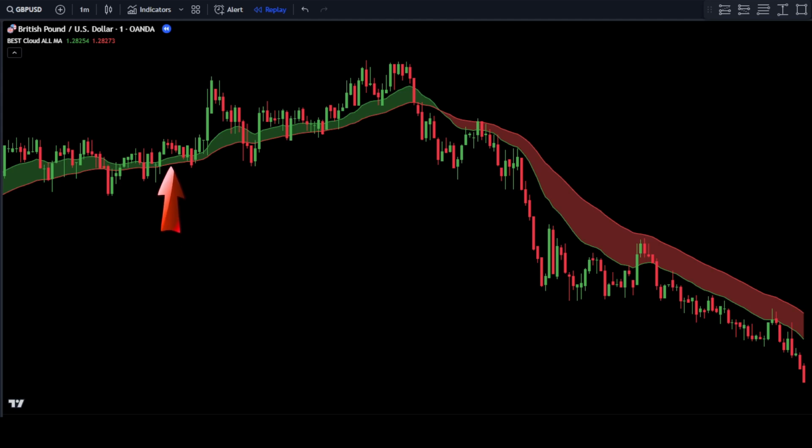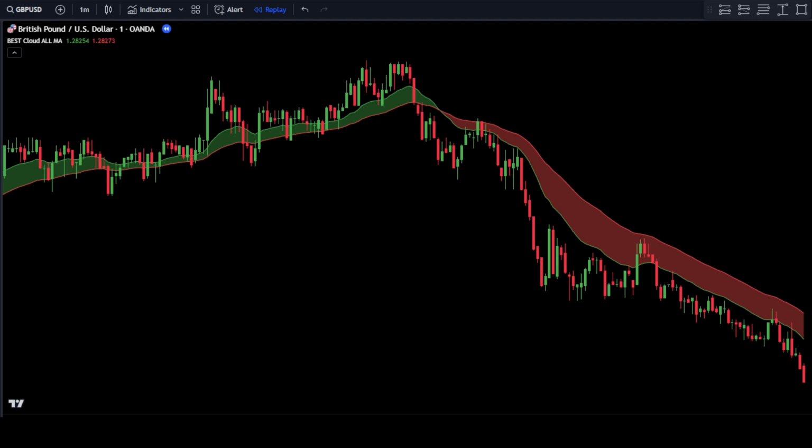As you can see, this Best Cloud All MA indicator will be used as a trend guide in the market. When the MA cloud is green, it indicates a bullish trend. In this situation, your main focus will be to find the best points to place buy orders. On the other hand, when the MA cloud is red, it indicates a bearish trend. In this situation, your main focus will be to find the best points to place sell orders.